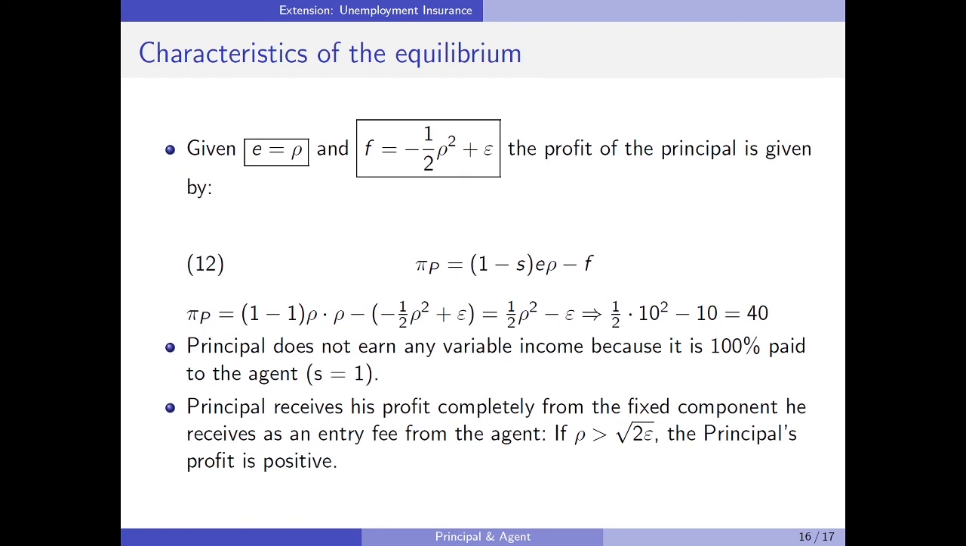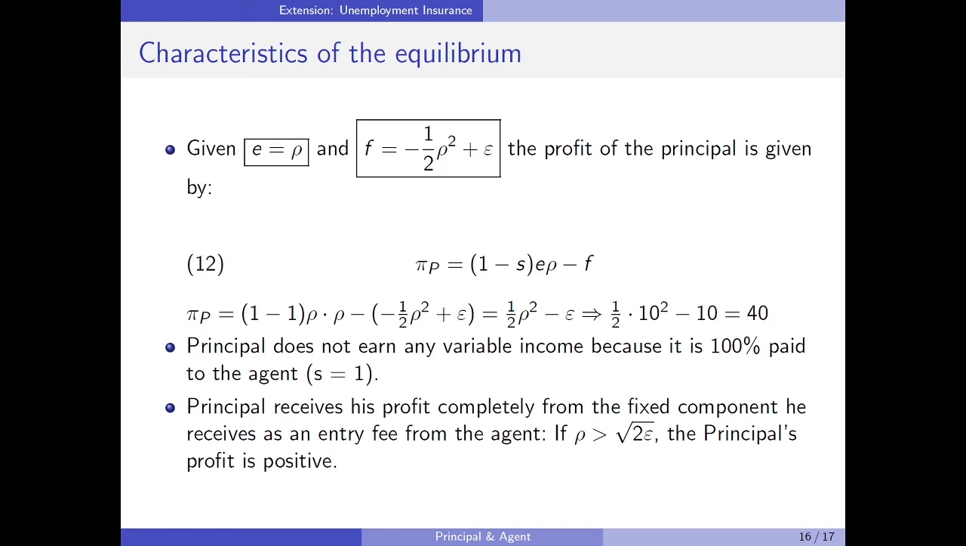So we are given E equals rho as S was 1, and we know that F is equal to minus 1 over 2 times rho squared plus epsilon, since S was again 1, and we are just saying S squared times rho squared. The profit of the principal is given by this function. So in this function, when we give S as 1 again, we see 1 minus 1 times rho. E was equal to rho, as is seen on the slide. So we can see that the variable component is actually 0 in here. The variable component of the profit of the principal is 0. But the fixed component is not, so it is not 0. If we put in the values of rho equals E and epsilon equal to 10, as given in the previous slide, we find that the profit of the principal becomes 40.